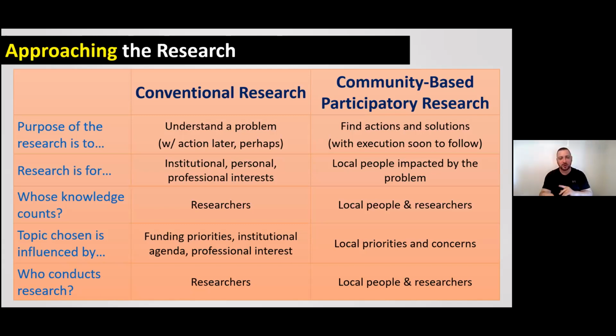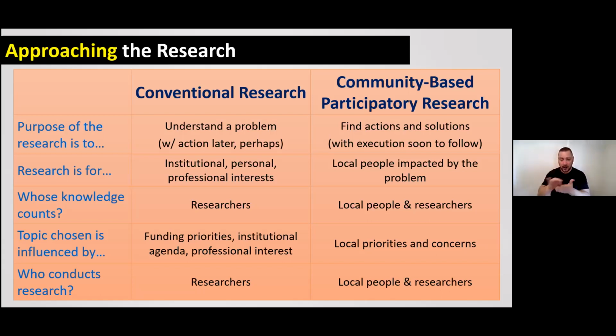So you think about CBPR compared to traditional research. What's the purpose? Conventional research aims to understand the problem. CBPR is about finding action. Who is the research for? Traditional research is for institutions, government agencies, academic institutions. For folks who do a study like me, I need to get this study done so I can get papers published, so I can get promoted. Whereas community-based research is for the people, okay? Whose knowledge counts? In traditional research, my knowledge counts because I'm in the ivory tower. I have a PhD, whatever. In CBPR, local people's knowledge counts, okay?